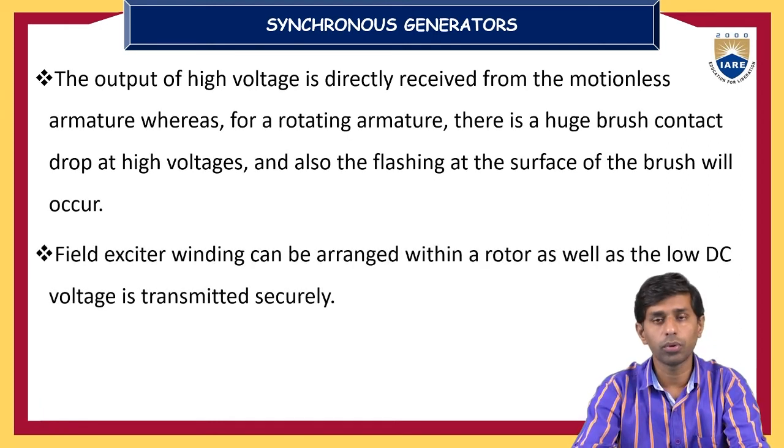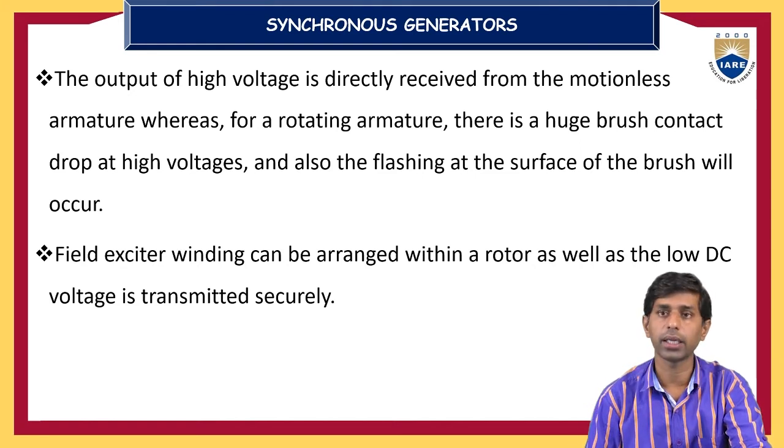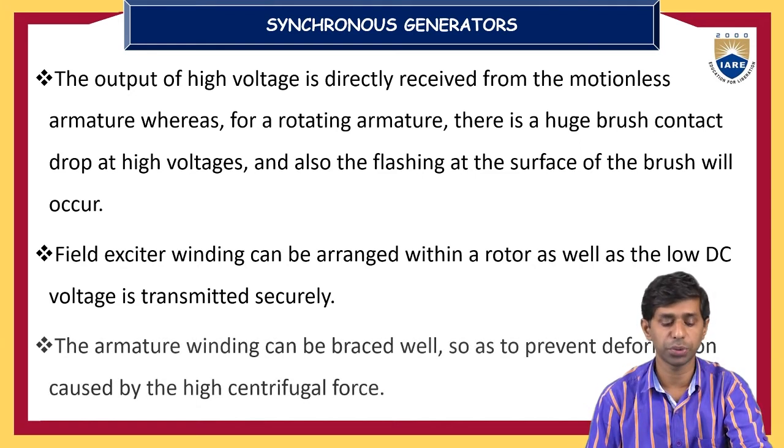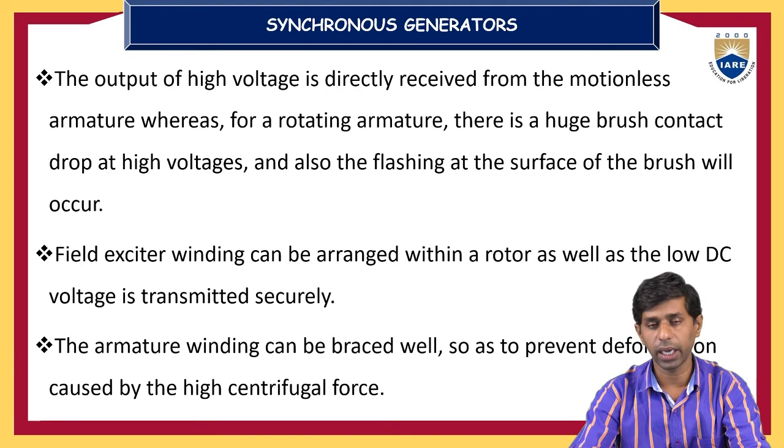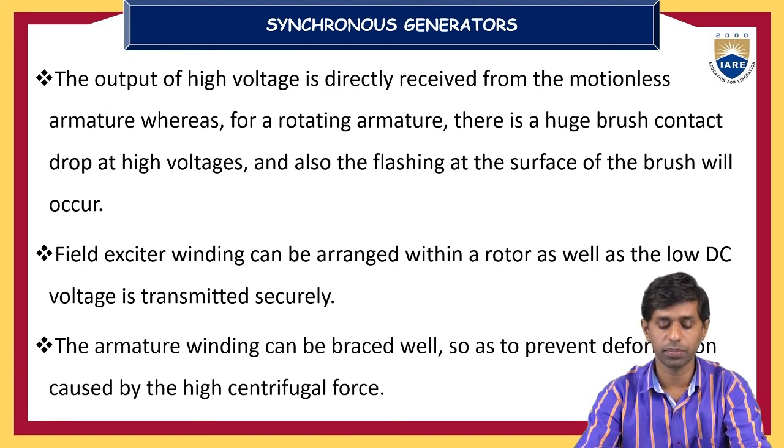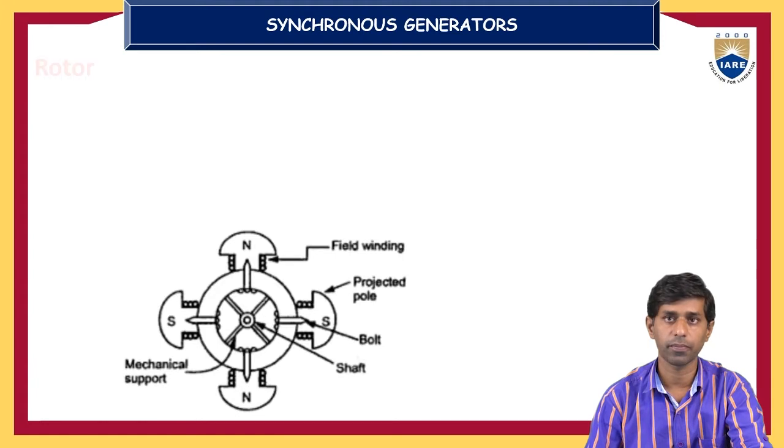The generated output voltage is taken directly from the motionless armature winding's three terminals, whether star or delta connected, and it is directly connected to the loads. The field exciter winding can be arranged on the rotor, as the low DC supply voltage is easily transmitted through the slip rings and brush arrangements. The armature winding can be braced well so as to prevent deformation caused by high centrifugal forces.